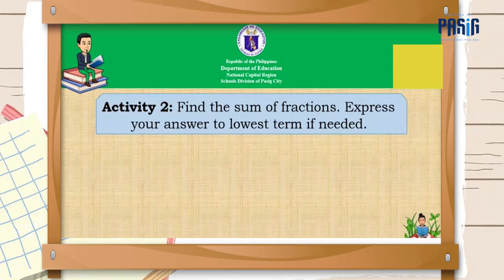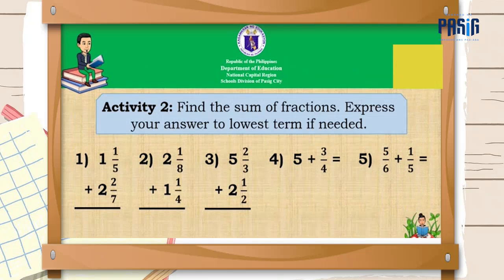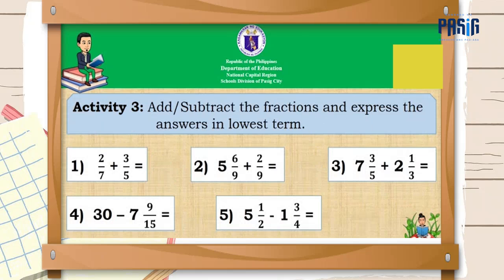Find the sum of fractions. Express your answer to lowest term if needed. Timer starts now. Time's up. Next is activity number 3. Timer starts now. Time's up. You can check if you got the correct answer later at the end of the video.